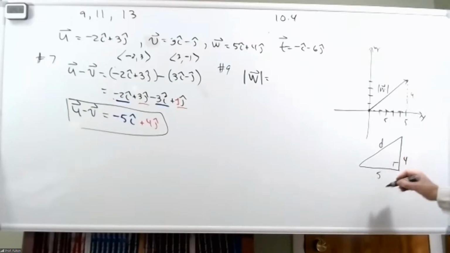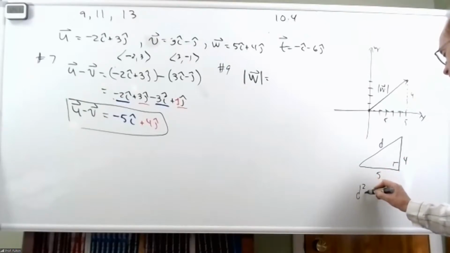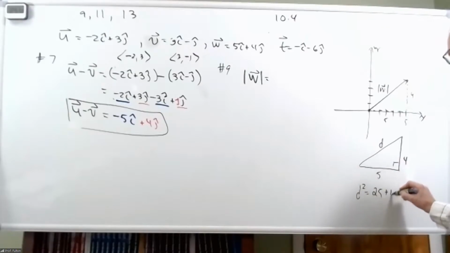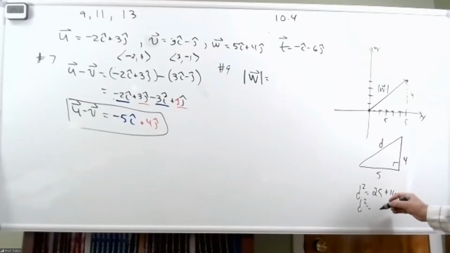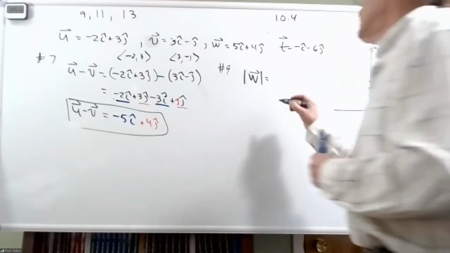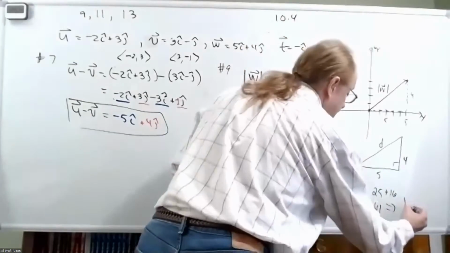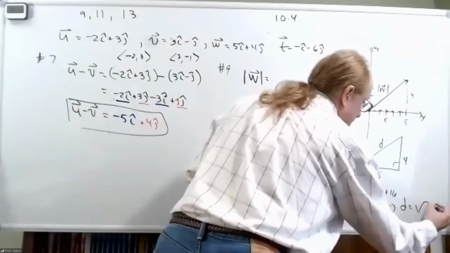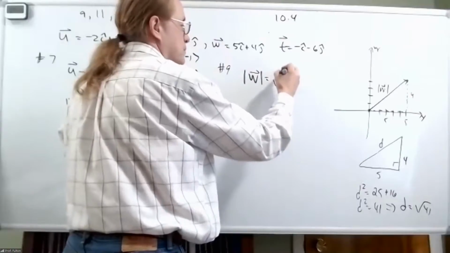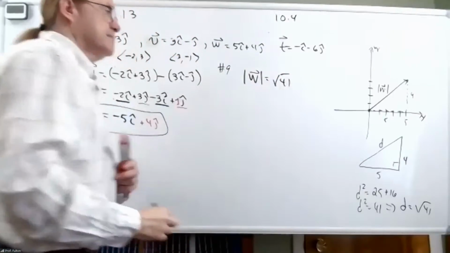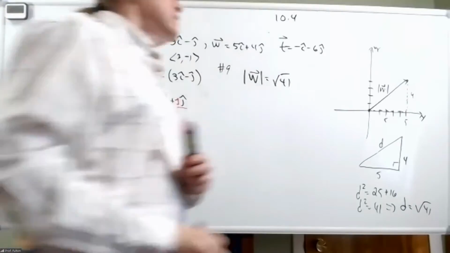And it's a right triangle, so I have the Pythagorean identity. d squared is a squared plus b squared, which is 25 plus 16. So d squared, magnitude squared, is equal to 41. So d is just equal to the square root of 41, and that's the length of w. That's the square root of 41. So all of it is a simple right triangle.